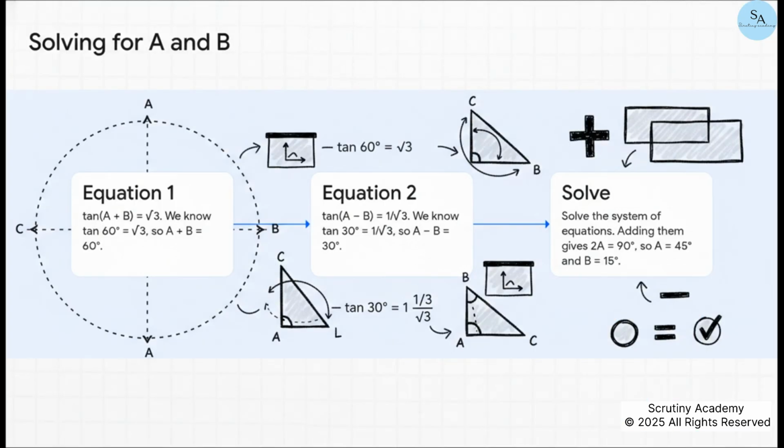It says tan of some mystery angle a plus b is root 3. So we just look at our table and find where tan is equal to root 3. There it is, at 60 degrees. So that means a plus b has to be 60. Then we do the same for the other piece of info. Tan of a minus b is 1 over root 3. Well, that happens at 30 degrees. So a minus b is 30. Now you just have two simple equations to solve, easy peasy.